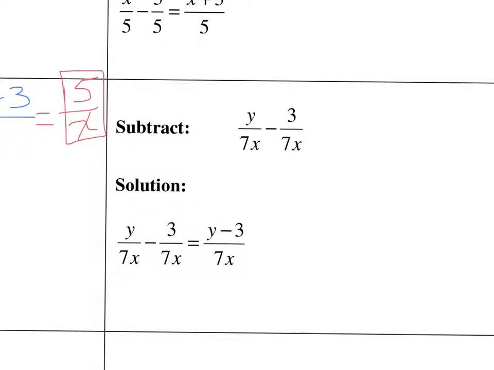So let's try this one. The denominator is going to be 7x. The numerator is going to be y minus 3. Now, are these like terms? Can I simplify them? No, they are not, so we're done.